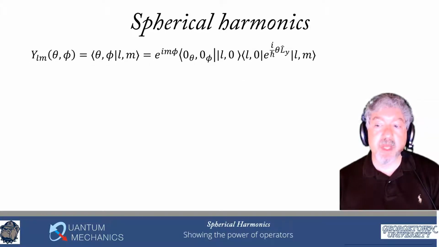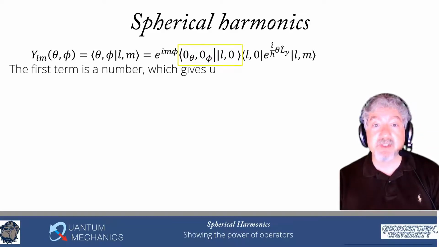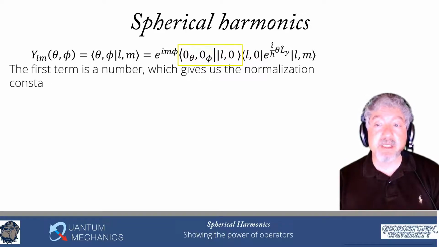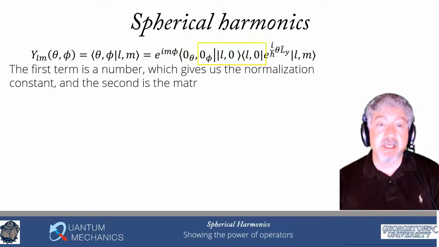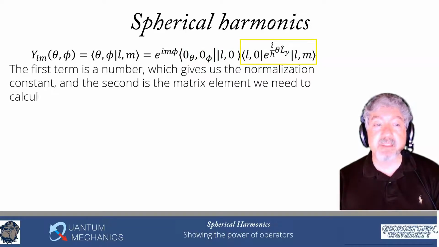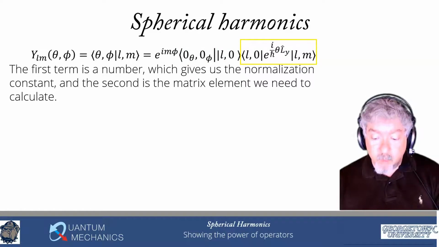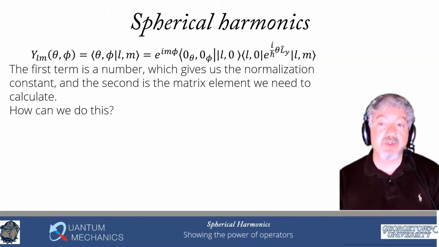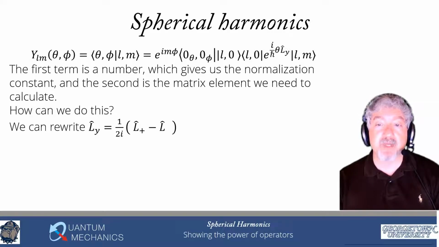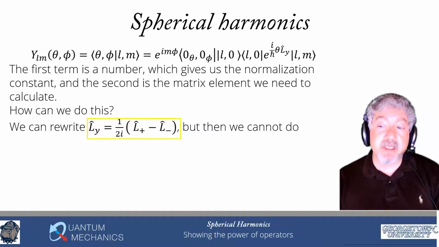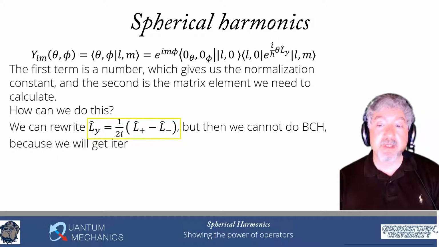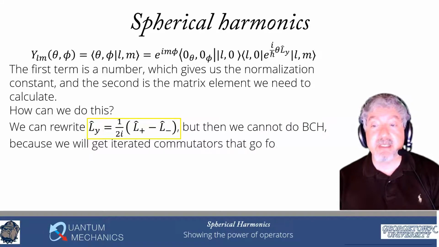All right, so I can replace that with a 0. I get rid of the sum, and now we have this matrix element that we have to evaluate. The first term is just a number. That's going to end up being the normalization constant. We're going to determine that at the end. And the second one is this matrix element that we need to calculate. So let's think about what are some strategies that we can use to calculate this. Well, one thing you might think of is, look, there's an Ly up there. I can rewrite the Ly in terms of the raising and lowering operators, and then I can separate out the raising and lowering operators to the left and the right, do something like a BCH on it.